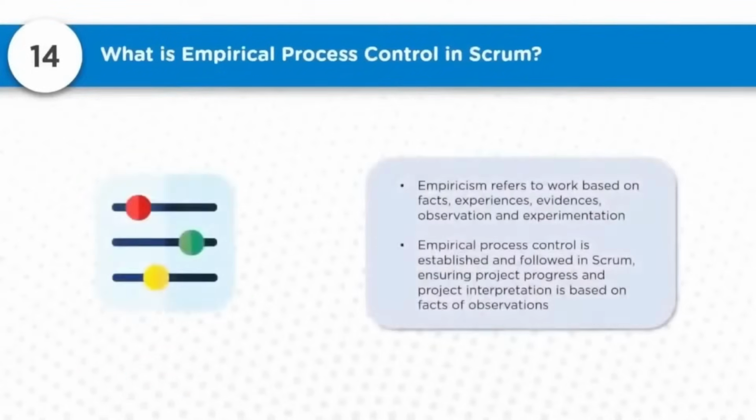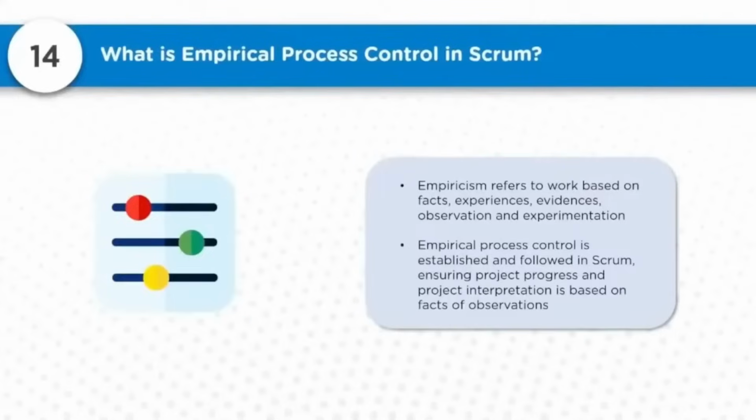Question number 14, what is empirical process control in Scrum? So empiricism refers to work based on facts, experiences, evidence, observations and experimentation. So empirical process control is established and followed in Scrum, ensuring project progress and project interpretation is based on facts of observation. So actual facts and figures are very important.